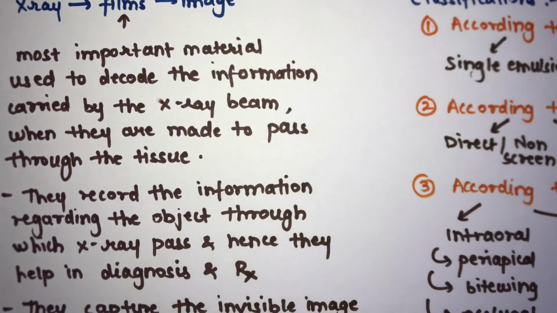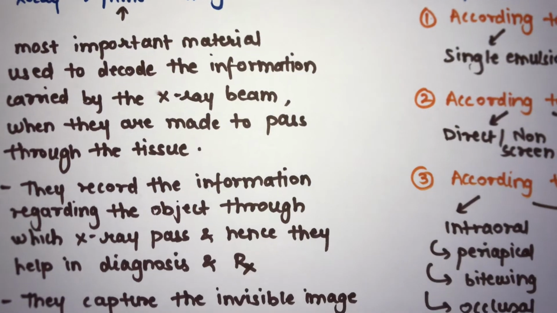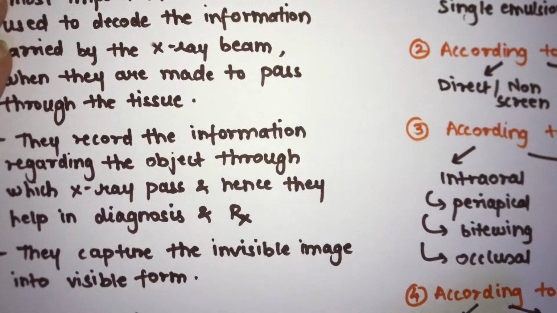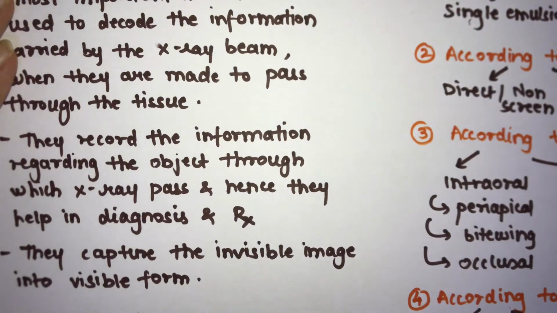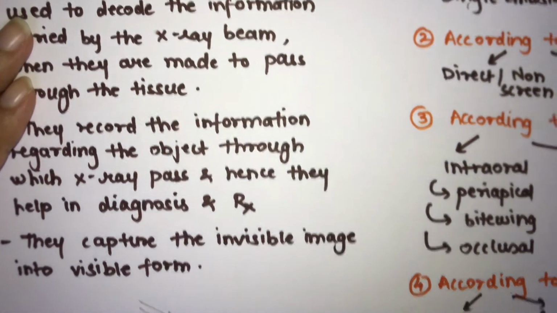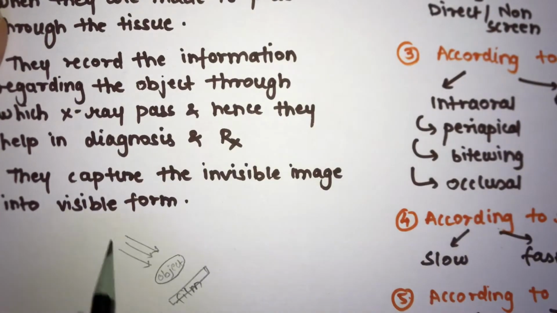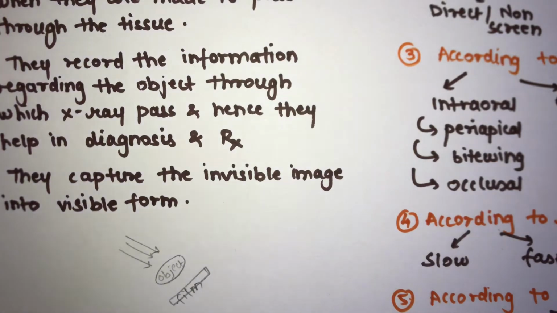So your X-ray films are the most important part in the diagnosis and the treatment, because now you can diagnose a case only when you get an image out of it, and these films create that image. So they capture the invisible image into a visible form. So for example, if you have caries, your caries cannot be visible clinically, so you take a radiograph, and that invisible image is formed into a visible form through these X-ray films. So this is basically how it looks like. The X-ray beam passes through the object and it is decoded on this film, and we get the diagnosis and the treatment done depending upon this.